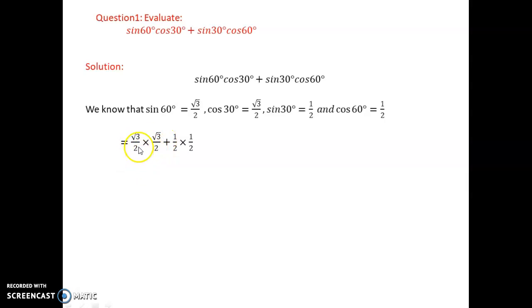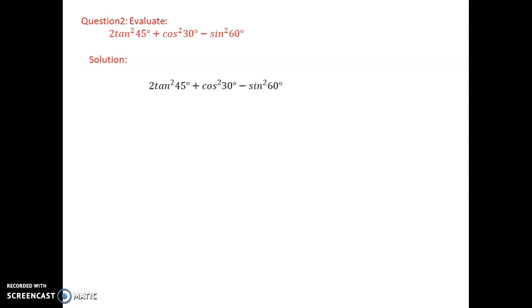Root 3 into root 3 will be 3, 2 into 2 will be 4. So we get 3 by 4 here, plus 1 into 1 will be 1 and 2 into 2 will be 4. So we get 3 by 4 and 1 by 4. These are like fractions, the denominators are the same, so we can add the numerators directly. 3 plus 1 will be 4, 4 by 4 is 1. So the value of this trigonometric expression will be 1. Okay, let's practice some more problems.